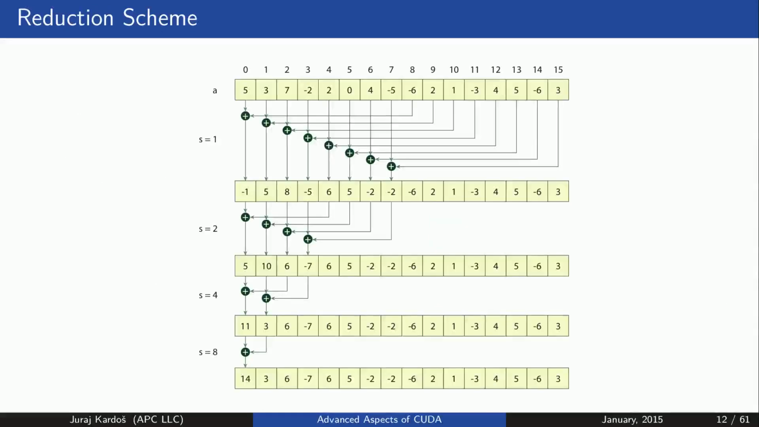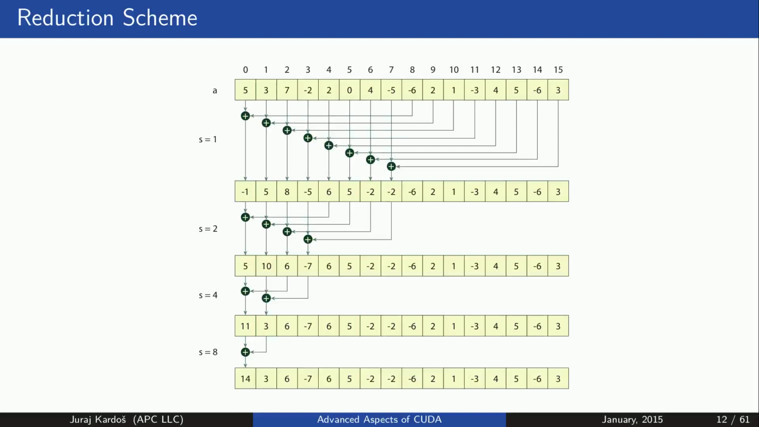This is the general scheme of reduction we will perform. We have an array A that contains integers we want to reduce using the plus operator. That is, we want to compute the sum of the elements in array A. We perform this reduction in multiple iterations.